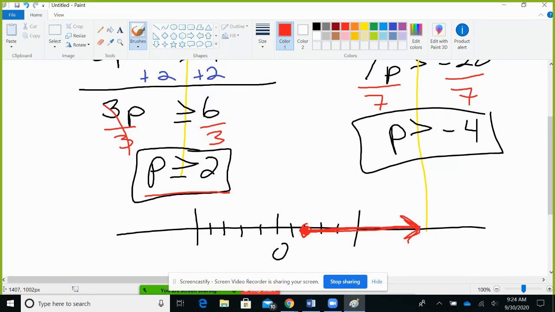And then I have p is greater than negative 4. I go to my negative 4. It's also this way. So my answer really is p is greater than negative 4, because that includes everything greater than 2. So there you go. Good question.